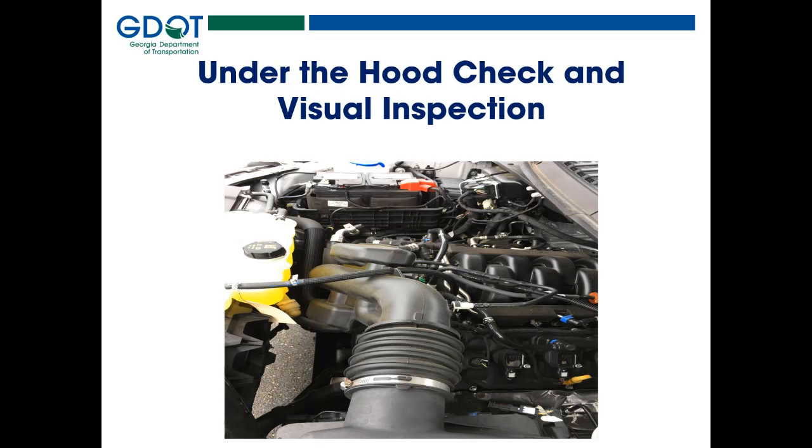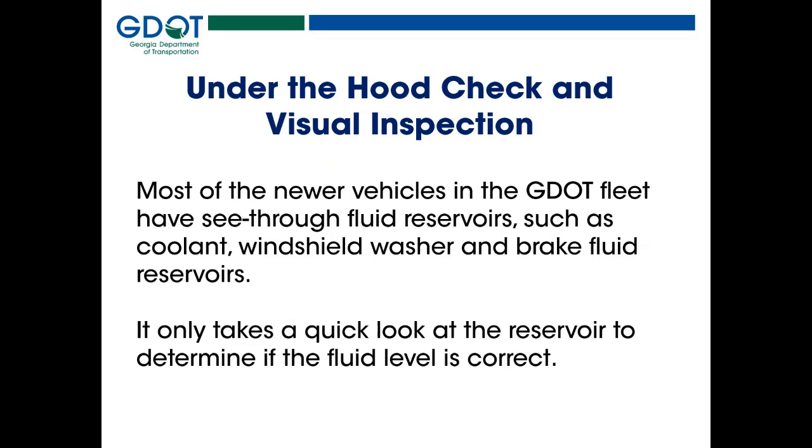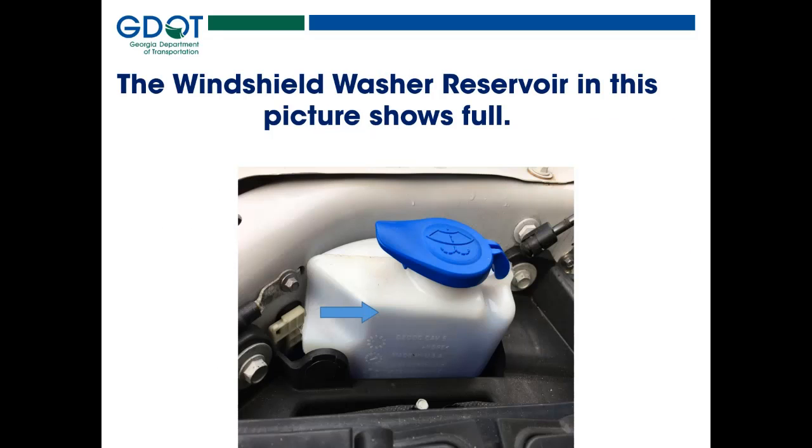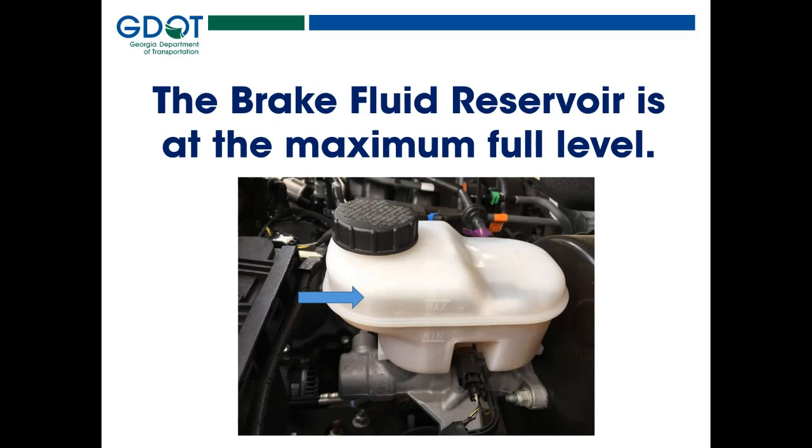Under the hood checks and visual inspections. Most of the new vehicles in the GDOT fleet have see-through fluid reservoirs, such as coolant, windshield washer, and brake fluid reservoirs. It only takes a quick look at the reservoir to determine if the fluid level is correct. Fluid level indicators are molded into the side of the reservoir. They indicate low to high, minimum to maximum fluid levels. The windshield washer reservoir in this picture shows full, as you can see by the arrow. The brake fluid reservoir is at the maximum full level as indicated by the arrow.